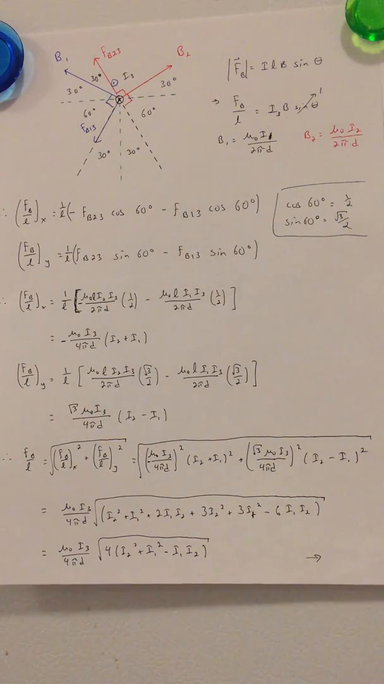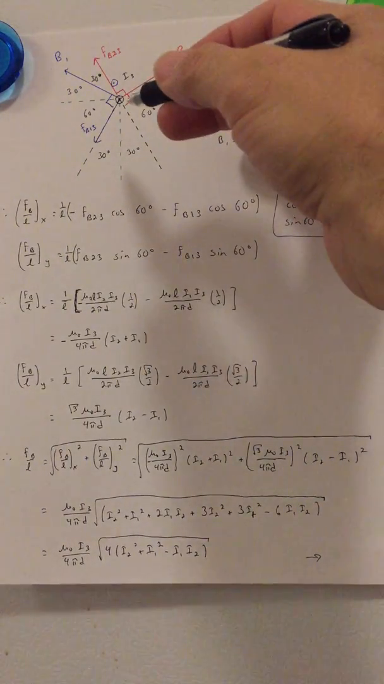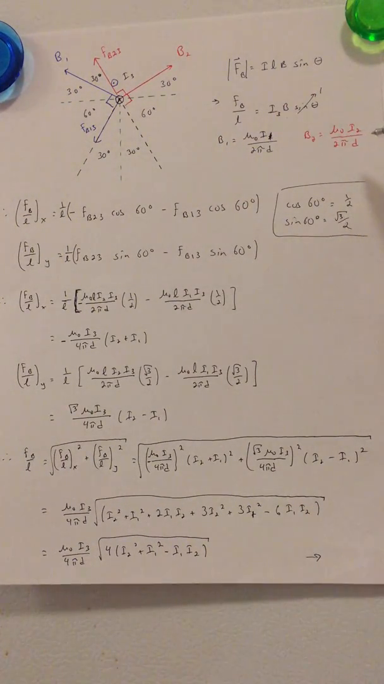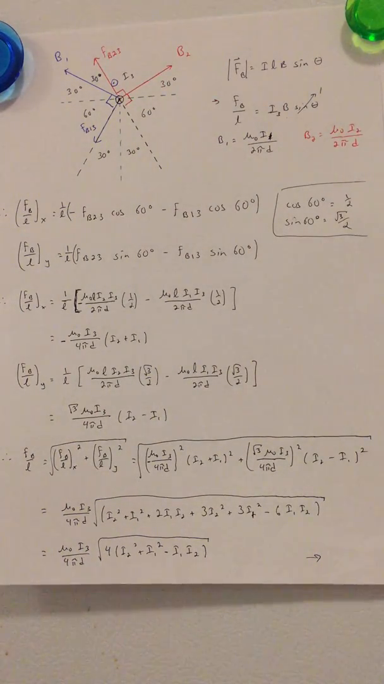That's the current one. So B1 arises from I1, which is at a distance D away from this point. B2 arises from I2, which is also at a distance D away from this point. Distance D because that's the side of the equilateral triangle. All right, going through the algebra a little bit.